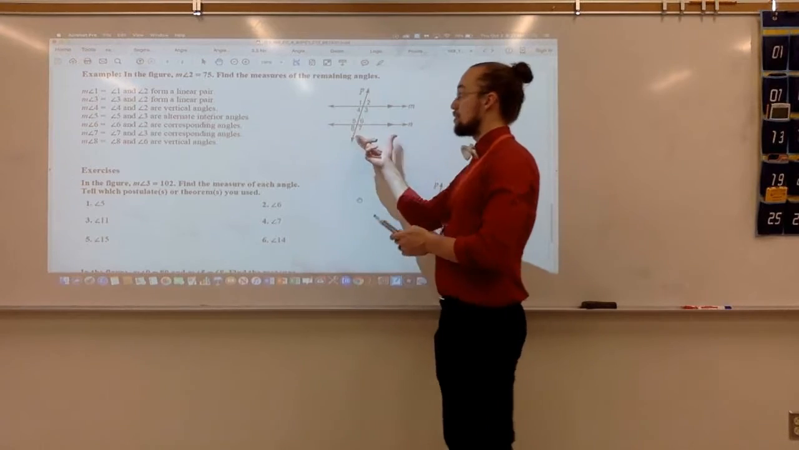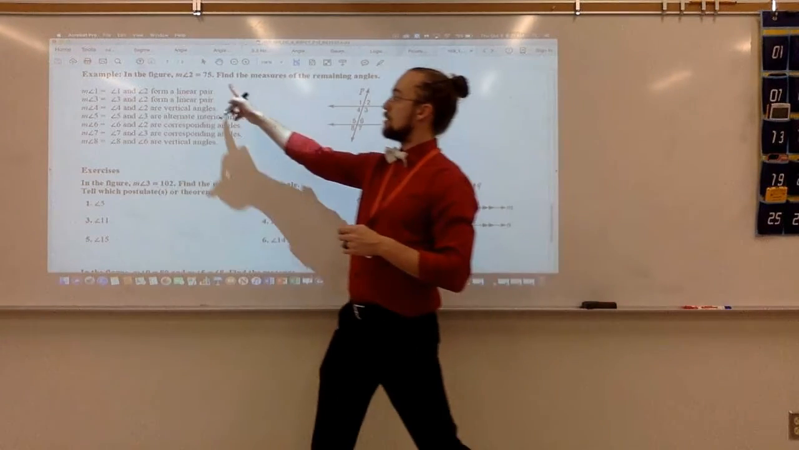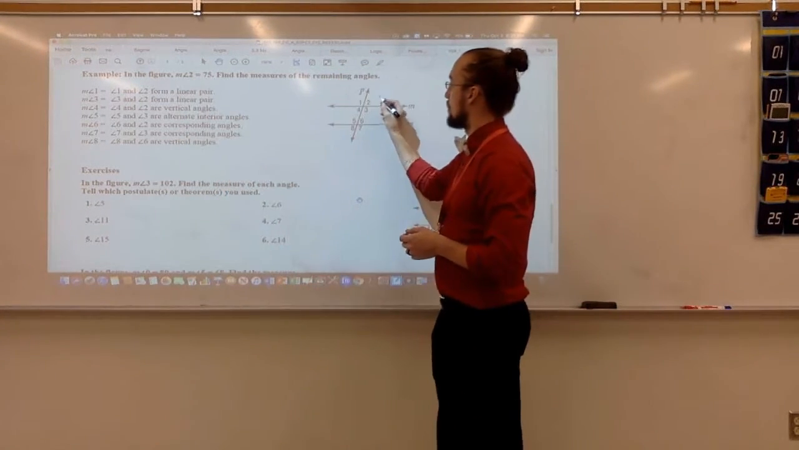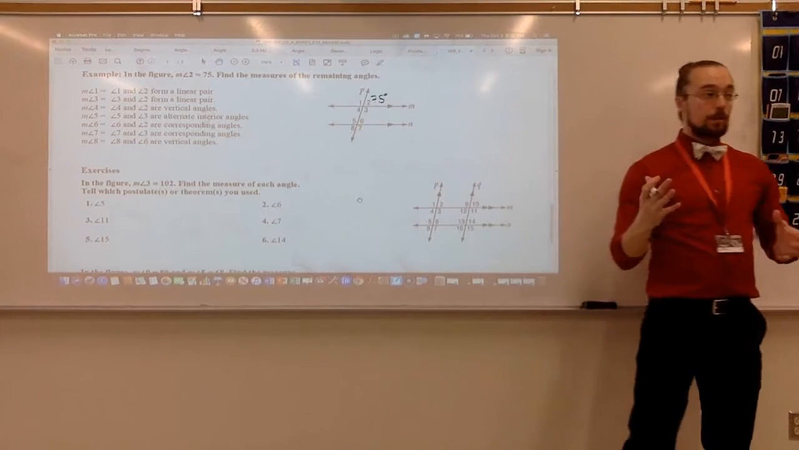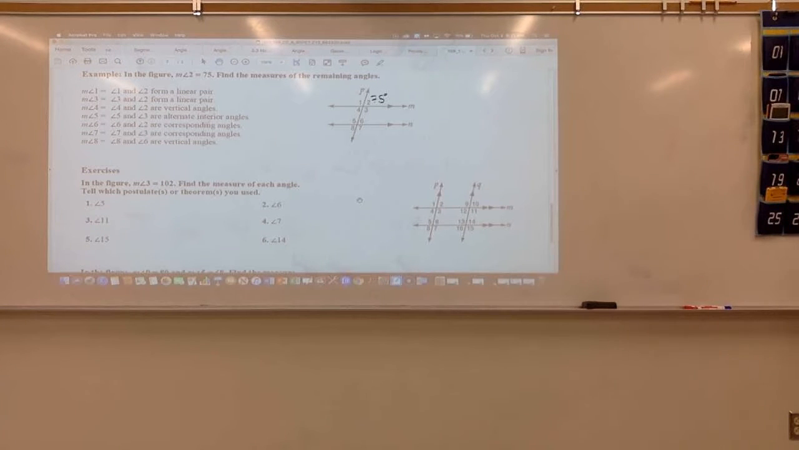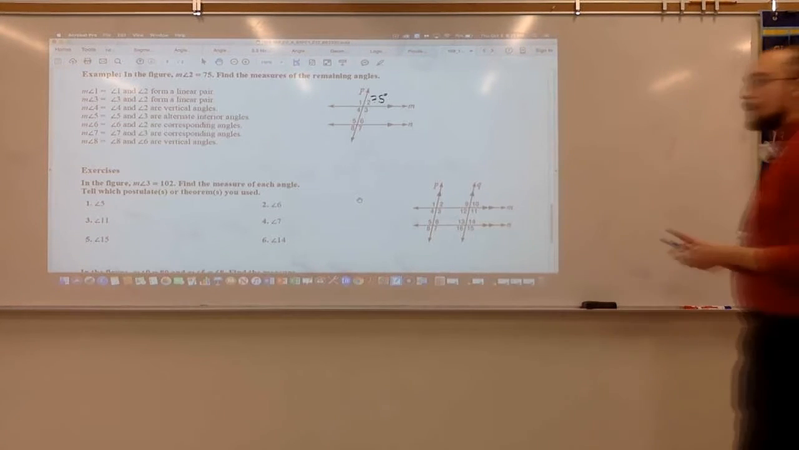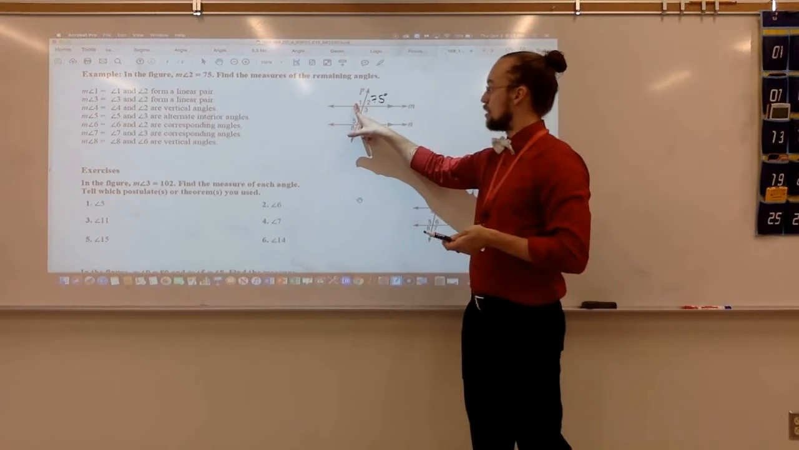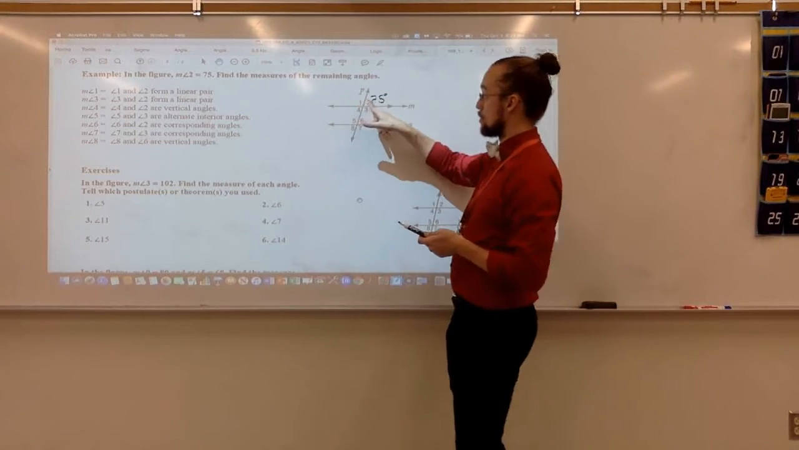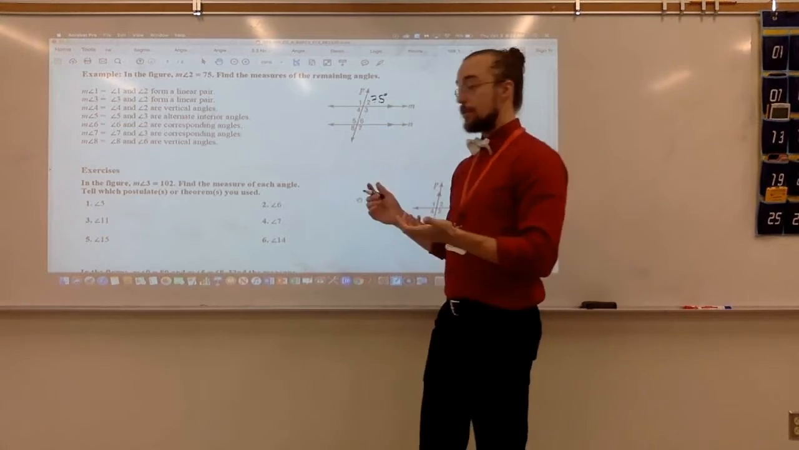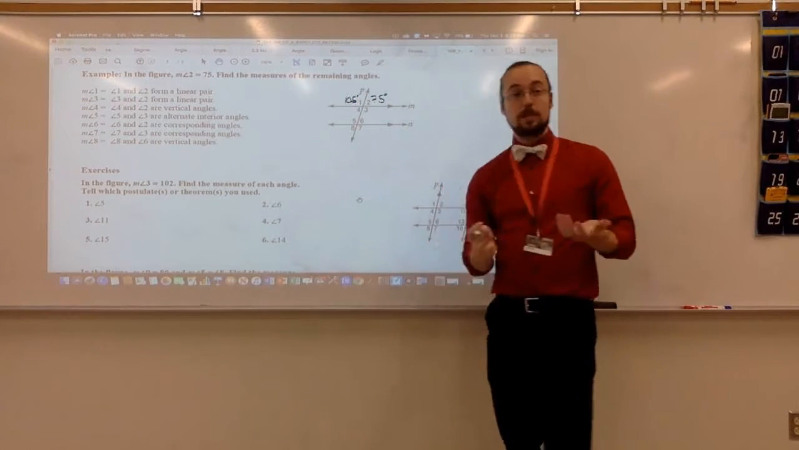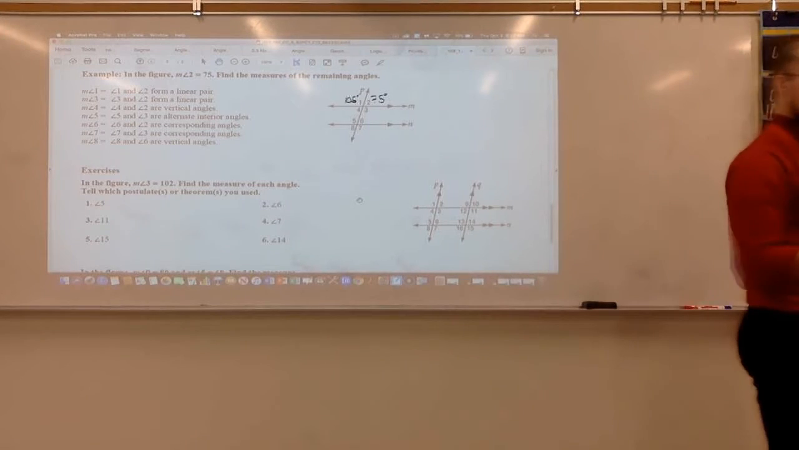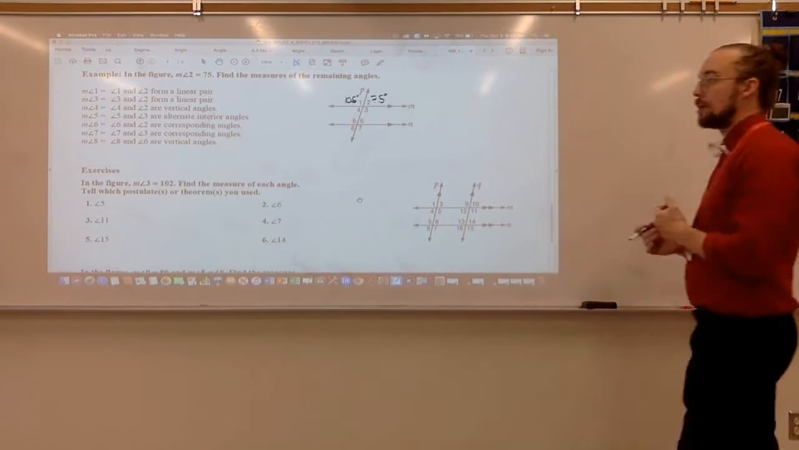All right, so in this example, the only thing we're given is that the measure of angle 2 is 75 degrees. From that, we can come up with the measures of the other 7 angles in this diagram. So what would the measure of angle 1 have to be here? 105, right? Because those are a linear pair, so they would add to 180. That linear pair and vertical angles are going to creep back in here as well.